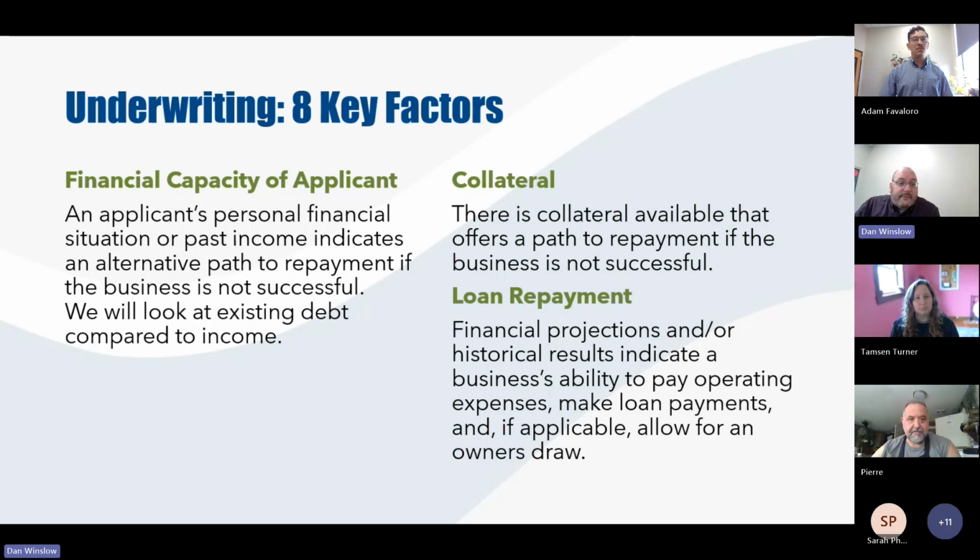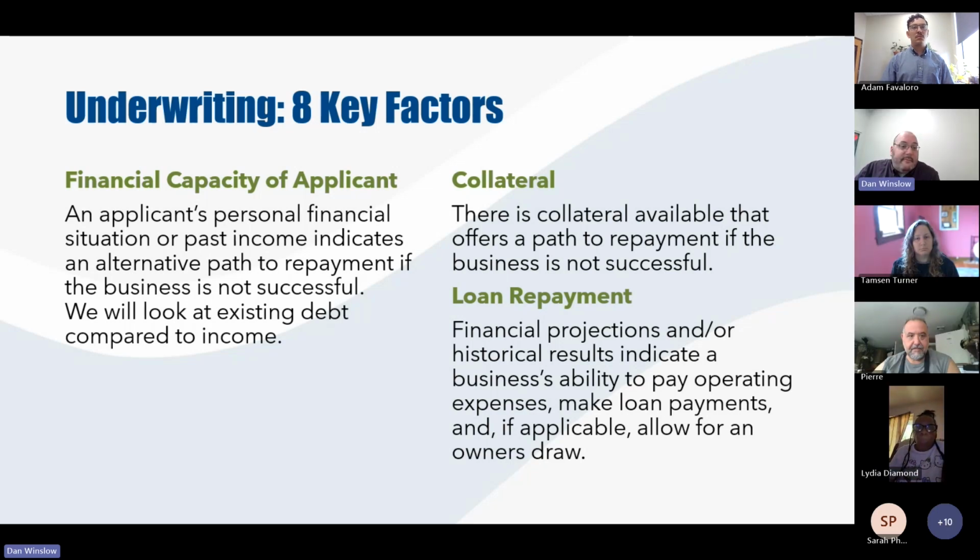Last key factors are financial capacity of the applicant. So that's either their personal financial situation or past income indicates there's an alternative path to repayment if the business is not successful. So looking at existing debt and comparing it to income. And collateral, there is collateral assets available to pledge on a loan if the business is not successful. And I'll say for these last two I've just mentioned, for the Justice Forward Fund in particular, we recognize that as this is a special purpose credit program, we're often working with individuals who may not have a great deal of assets of their own or financial capacity of their own, but you may have the skill set to run a business successfully. And so those things we're going to give a bit more weight to, as opposed to some of the more factors that a more traditional lender might look on a bit more heavily.